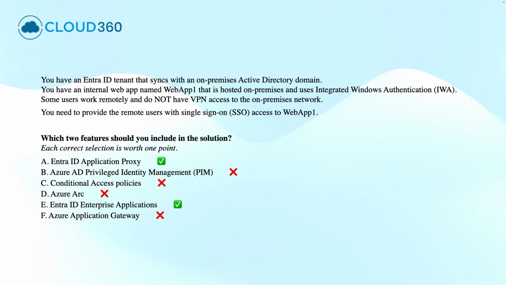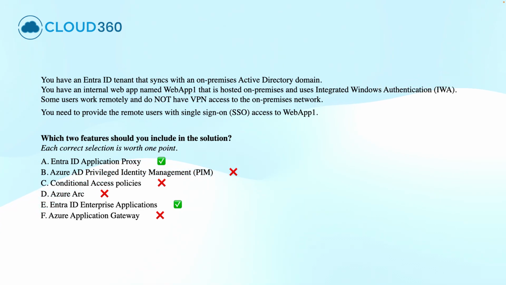So it is a multiple choice question, select multiple answers. It is literally mentioned that you need to choose two. In this case, the correct answers are option A. First of all, Entra ID application proxy you will be using to integrate your on-prem web applications with Entra ID so that the users can have SSO. They can authenticate using their work account. And the second option is Entra ID enterprise application you have to configure.